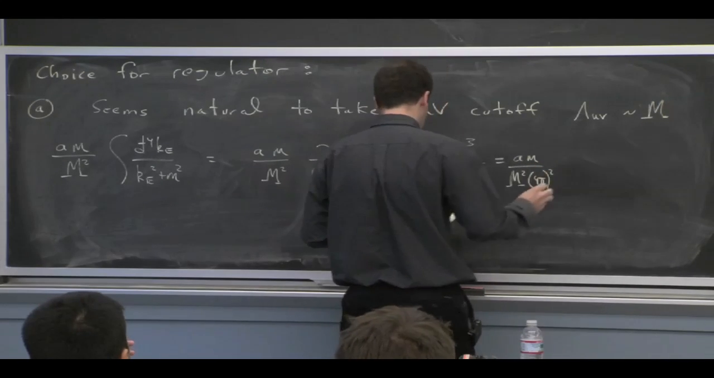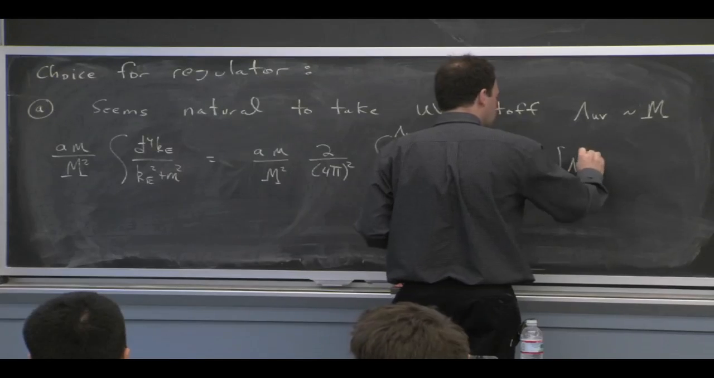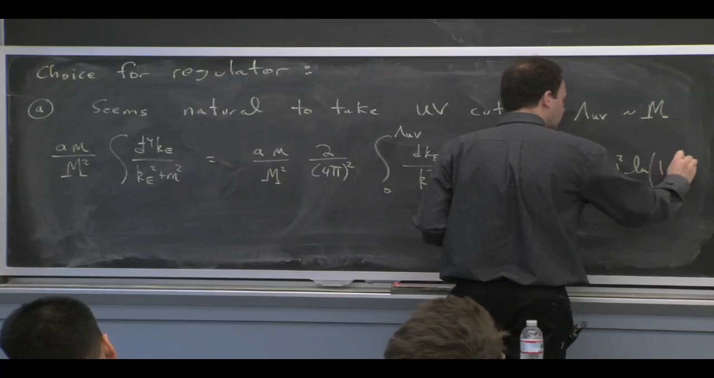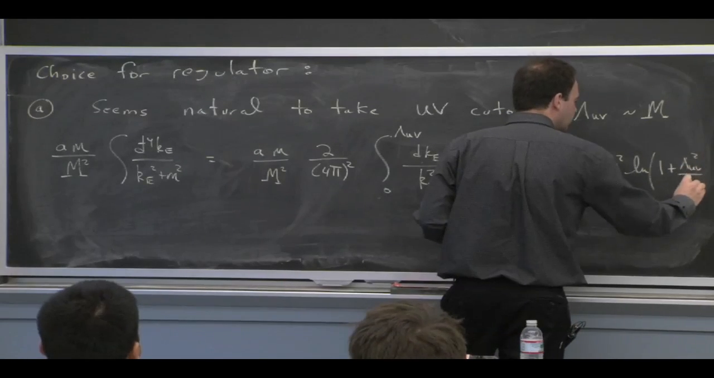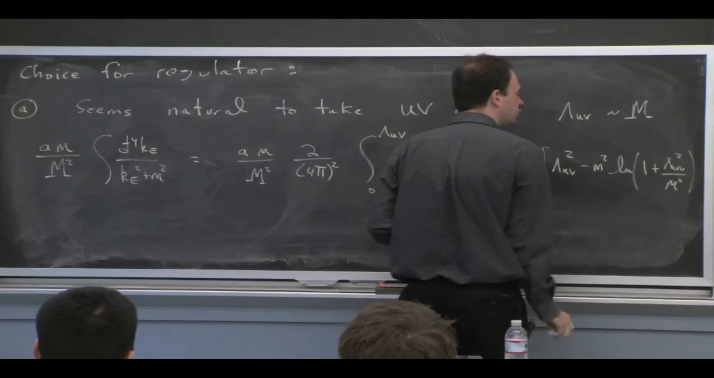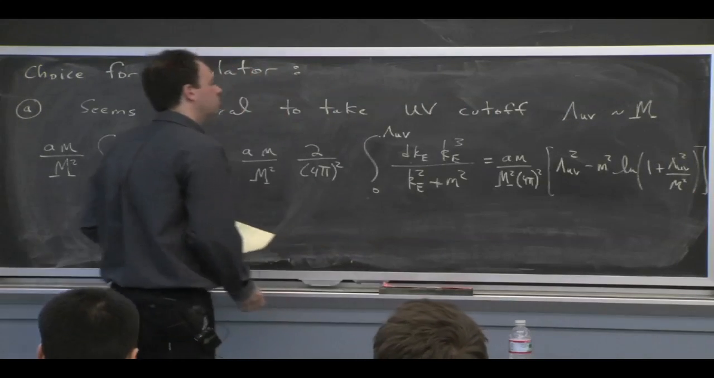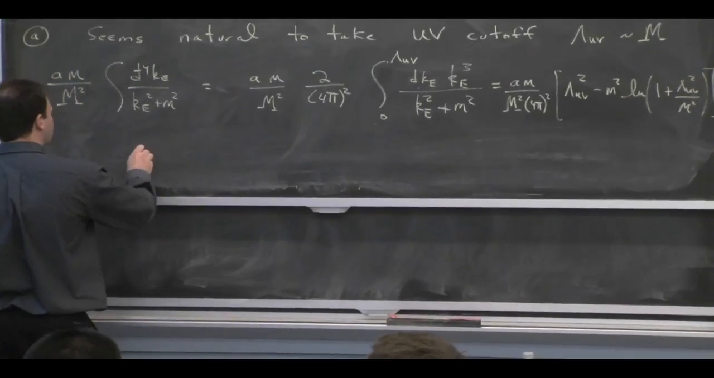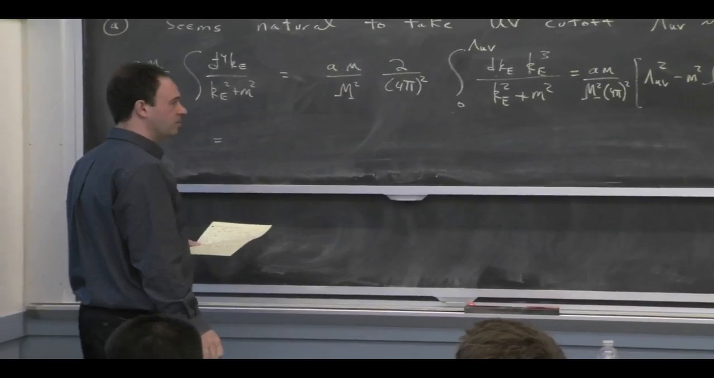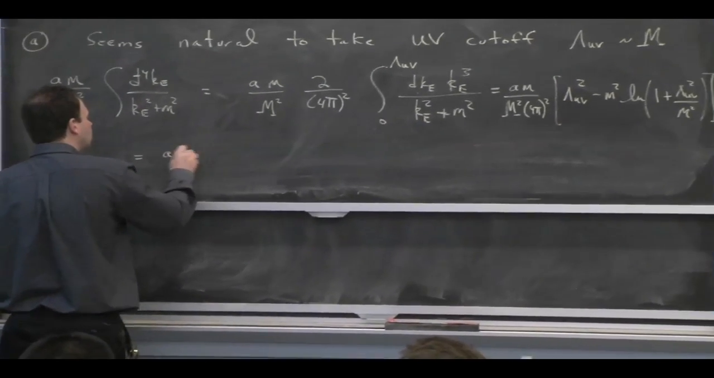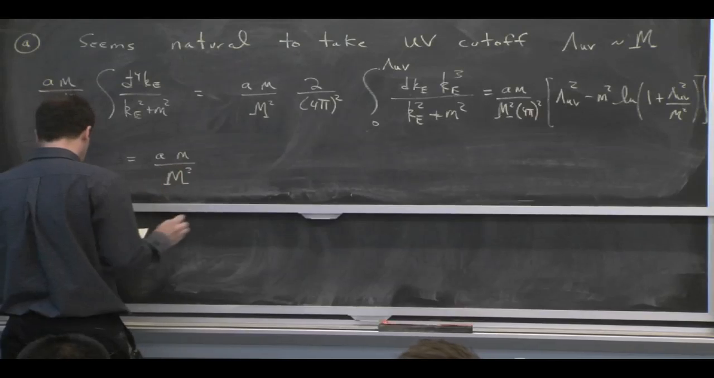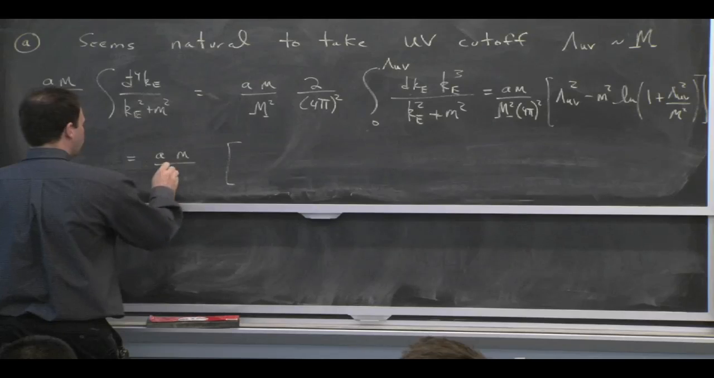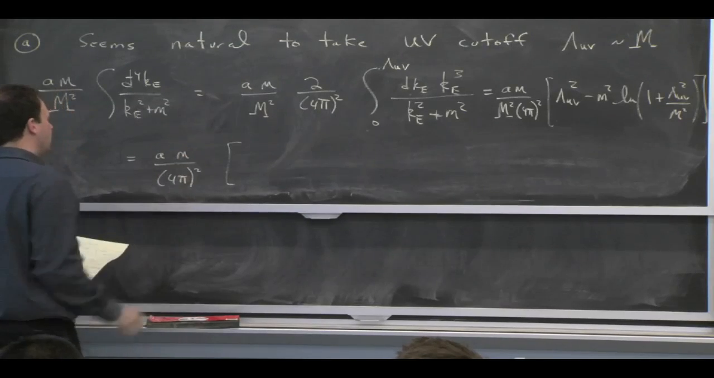There's a loop factor, 4 pi squared. There's a lambda UV squared. And then there's a logarithm. It goes like lambda UV squared over little m squared. There's 2 scales that are showing up, lambda UV and little m. The answer depends on both of them. And then we can start expanding, because little m is supposed to be much smaller than lambda UV. Let me pull out an m over 4 pi squared.